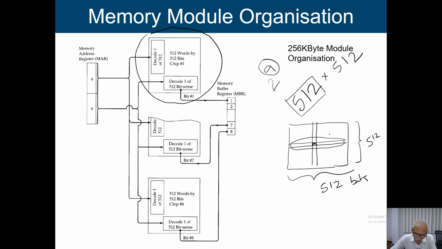Once we select, say, the ith row, then we are going to work with the jth bit of this particular ith row. How are we going to get this jth bit? Again we have to give the appropriate address. How many columns do we have? 512, so again 2 to the power 9. That means we need 9 bits of address line.